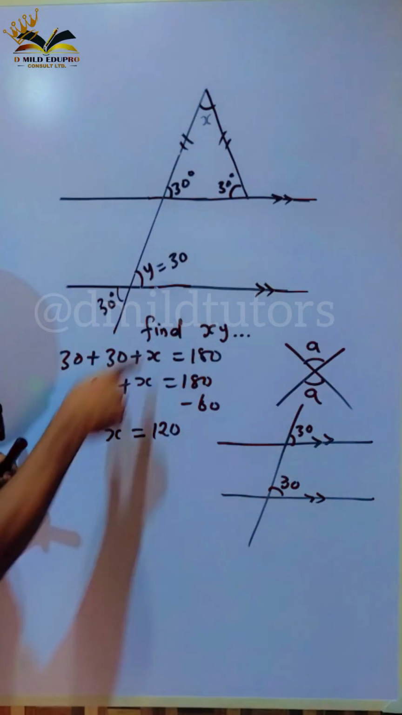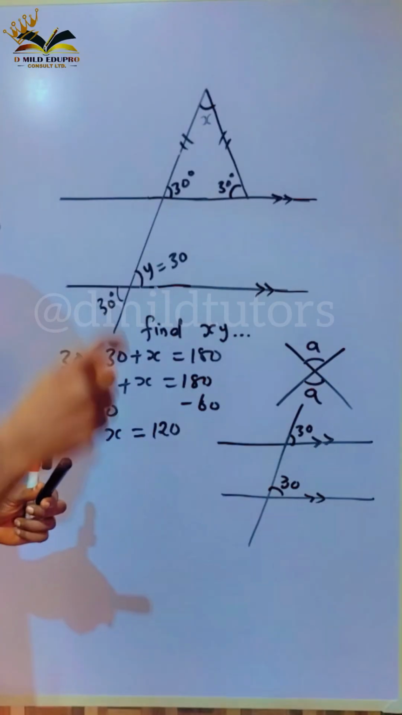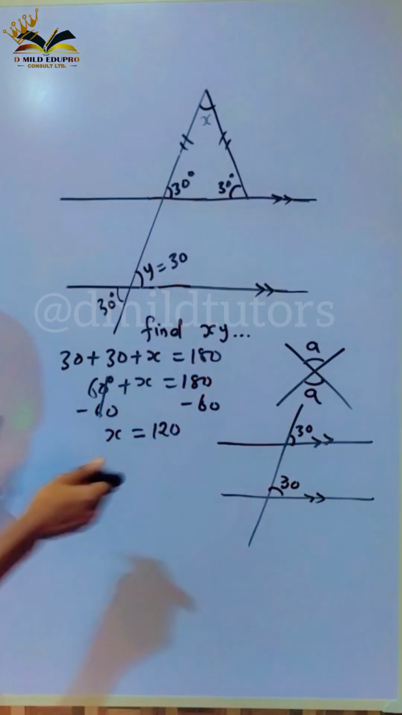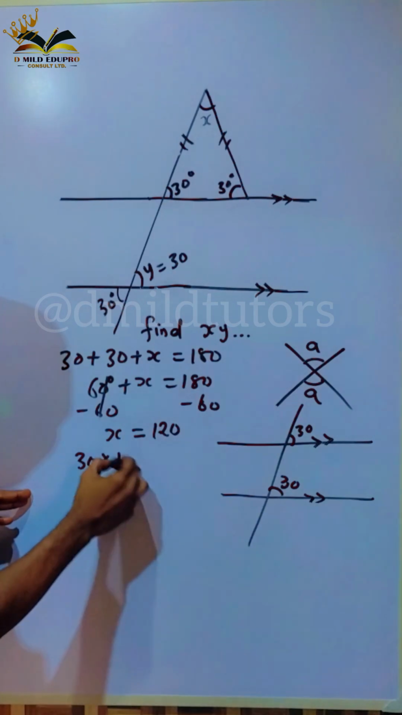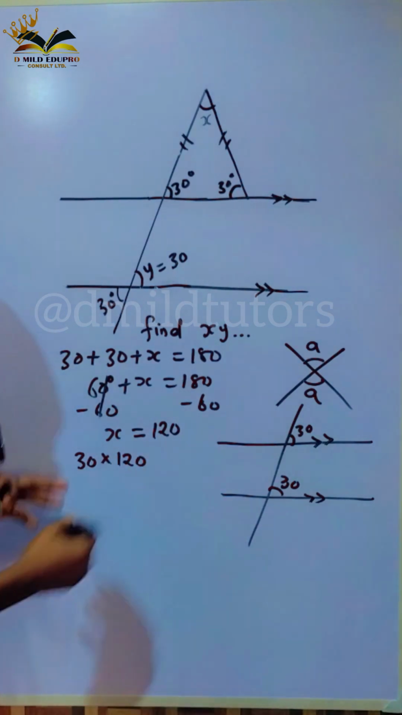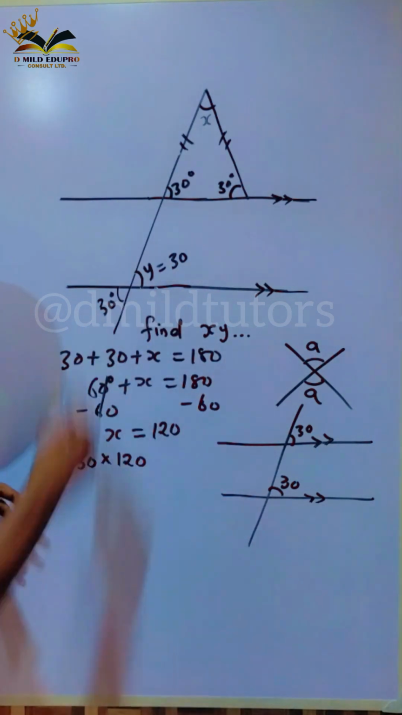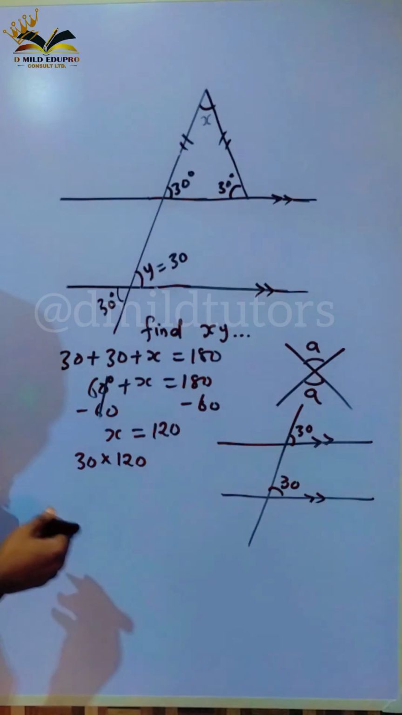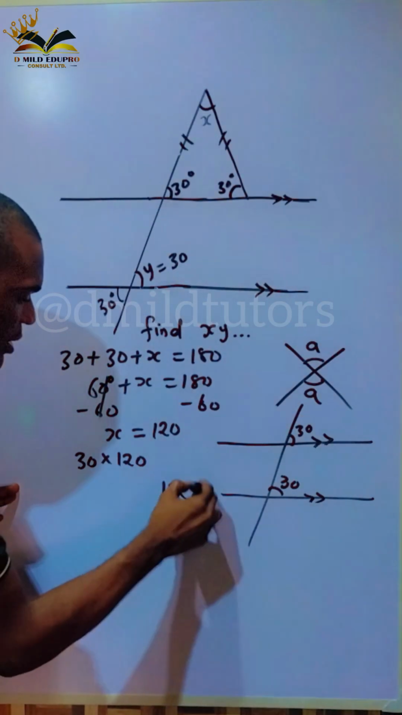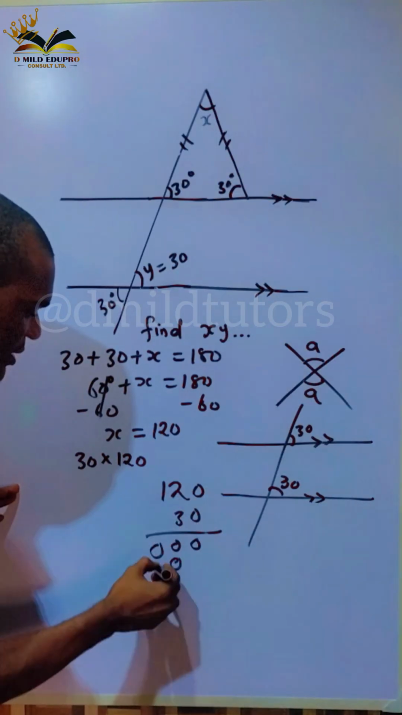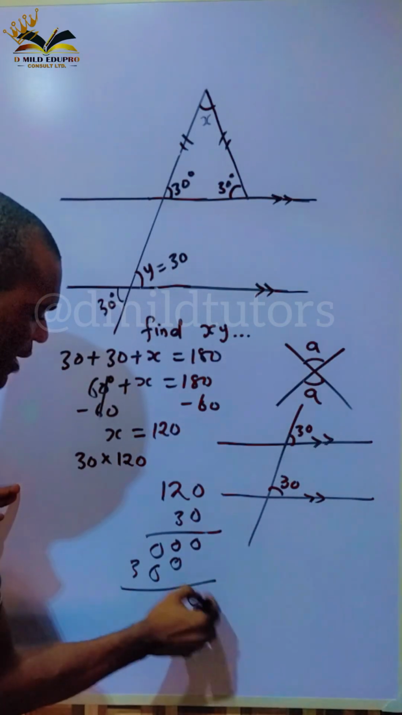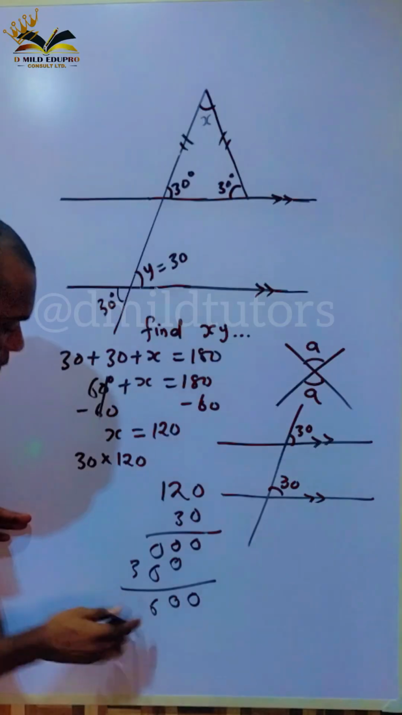But the question says you should find the product of x and y. You have to multiply x and y. And now if you know that y is 30 and x is 120, if you find the product of 30 and 120, then you have automatically gotten what xy is. So if you do that, we can say 120 times 30. This gives us 0, 0, 0. This gives us 0. This is 6, and then this is 3. Then we have 0, 0, 6, 3.